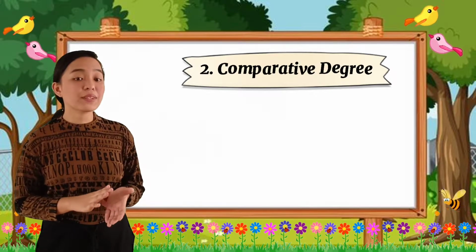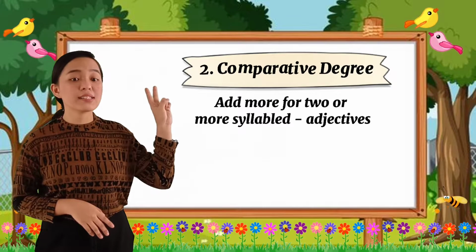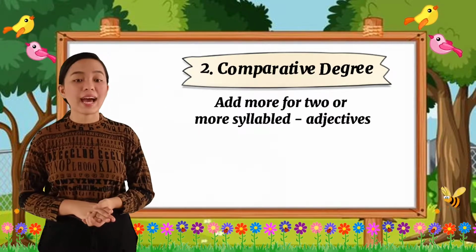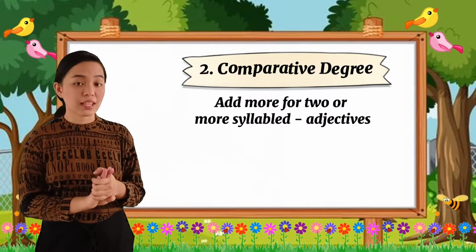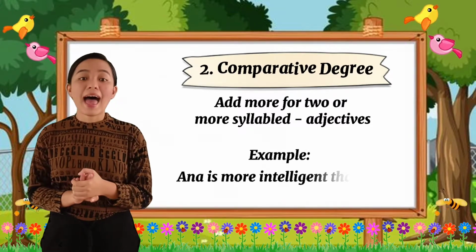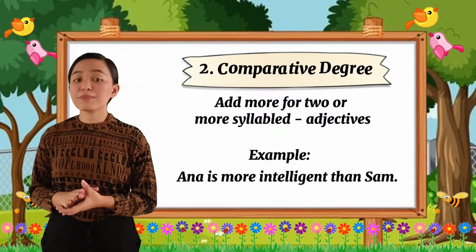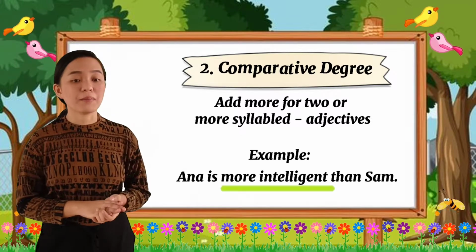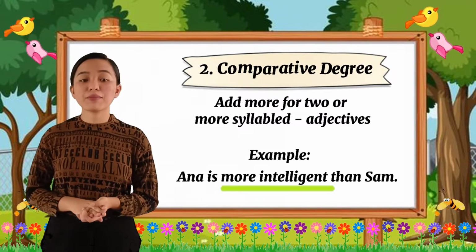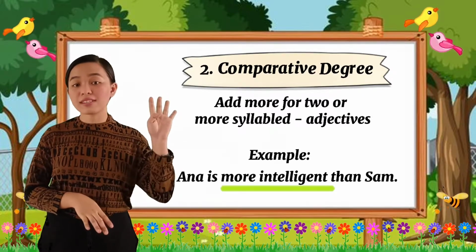Also in the comparative degree, if the adjective has two or more syllables, we put more before the adjective and the word than is placed after the adjective. So for example, Anna is more intelligent than Sam. The adjective more intelligent is used to compare Anna and Sam. We put the word more before the adjective since the word intelligent has four syllables.